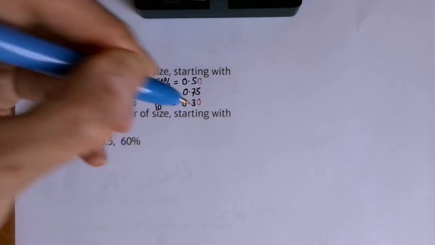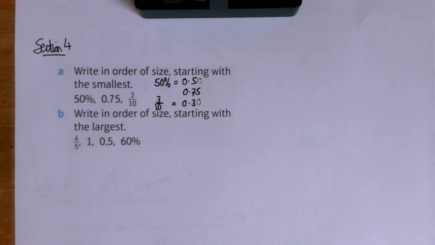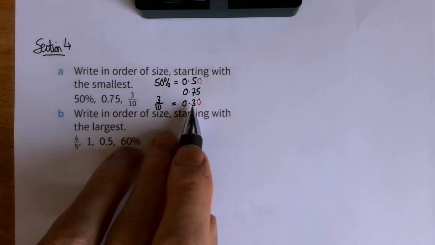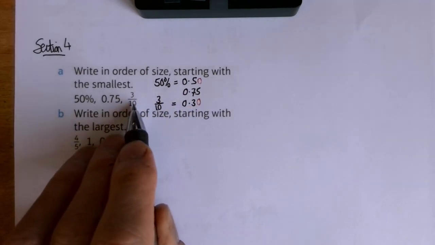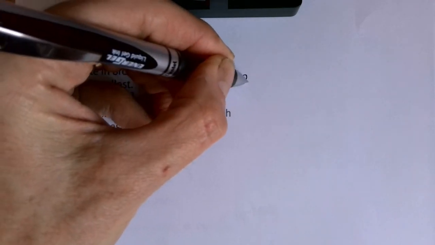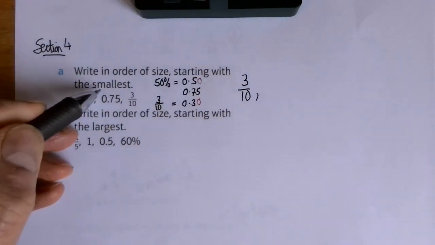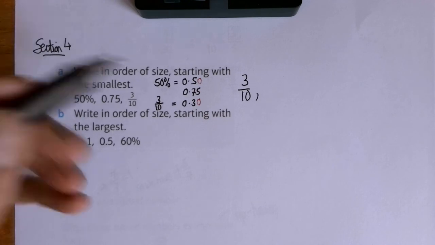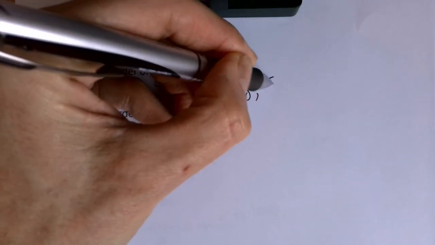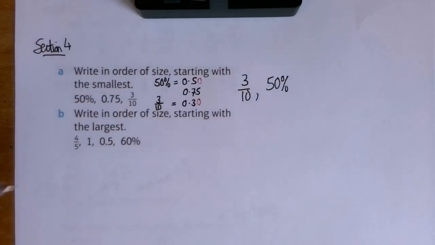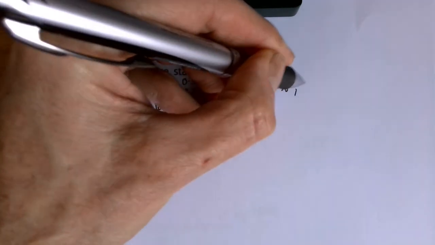So I've got 2 decimal places here, so I make sure the other numbers have got 2 decimal places. It's really easy then, isn't it? You can easily see that 0.30 is the smallest. In the question it was 3/10, so 3/10 comes first, because I'm starting with the smallest. Then I can see that this is the next smallest, so 50% comes next. And that means that 0.75 must come last.